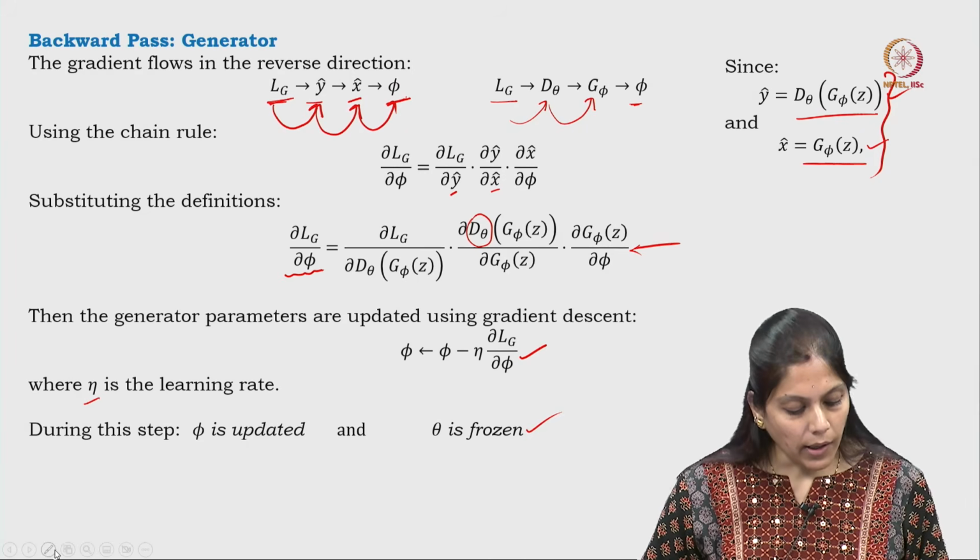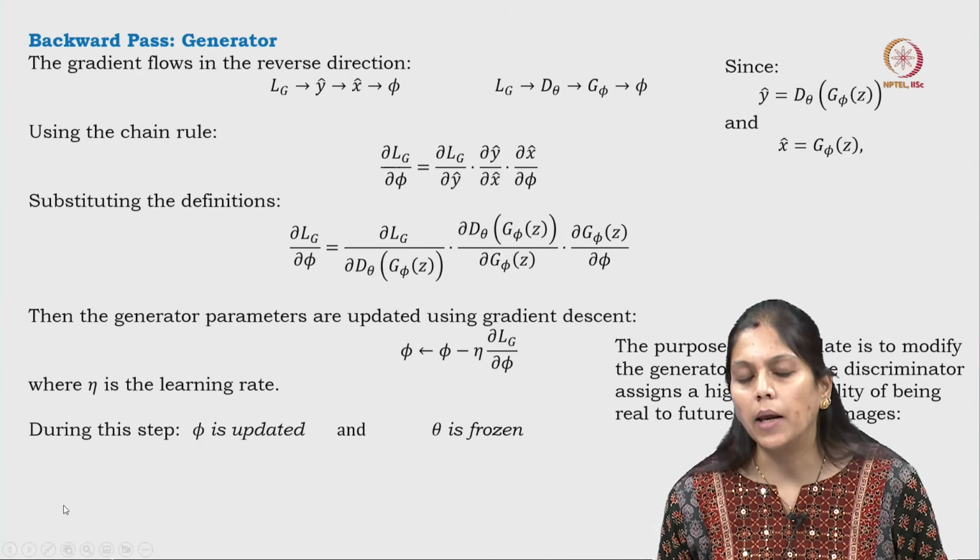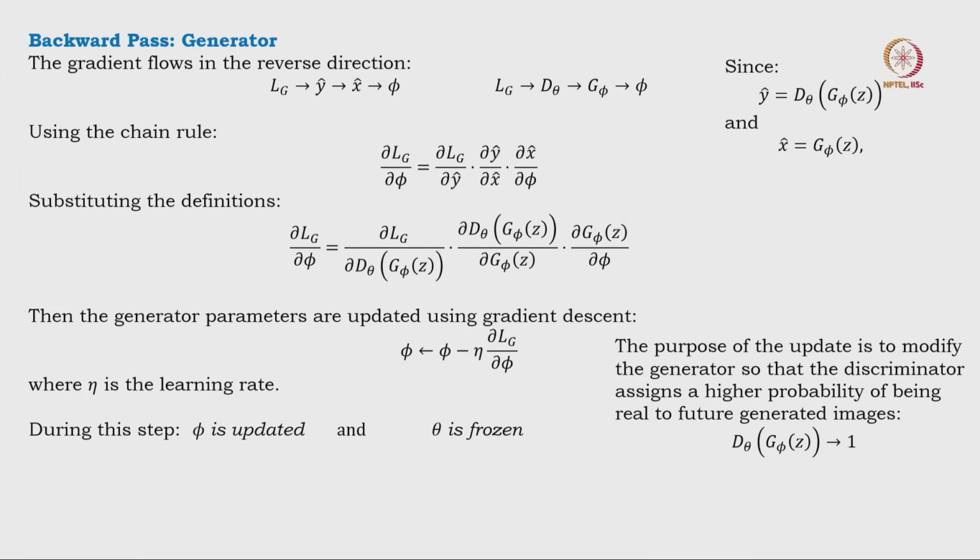Now, by updating these parameters, what is your ultimate aim? What is the purpose of the update? The purpose of this update is to modify the generator. Why do you want to modify the generator? So that the discriminator assigns a high probability. If it assigns high probability, then is the generator not very good? Then the discriminator is not able to identify which is real and which is fake. So the purpose of this update is to modify the generator so that the discriminator assigns a high probability of being real to a generated image, which means this value should be closer to 1.